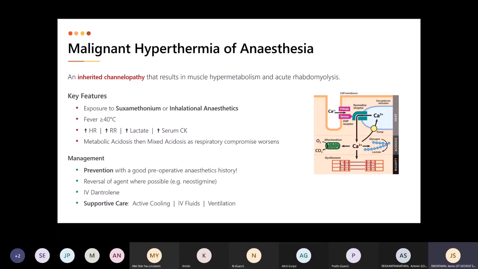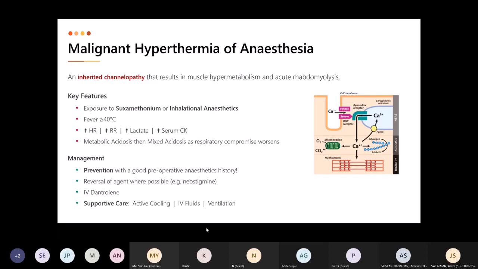The management of it, so obviously prevention. You don't want to give suxamethonium or sevoflurane by accident to someone whose father had malignant hyperthermia. And then reversal of the agent where that's possible. With inhalational anaesthetics, it's just really high ventilation. With suxamethonium, you can give neostigmine, and it's helping the muscles to relax, and that's what dantrolene is. It's a muscle relaxant, so that's the first line for it. And then all the things that happen after that are supportive care. So you actively have to cool them down, which can be giving cooled fluids, or passive and active cooling methods as well.